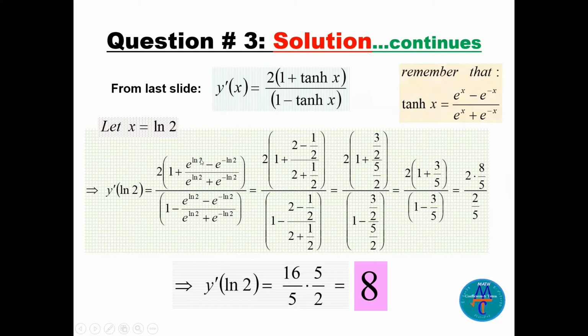E to the power ln of 2 is 2. And here is half because we take this minus on the power. So minus half, 2 plus half. And in the denominator, we have the same quantity here. Then we add the fractions. Here we divide 2 fractions. We multiply the first by the reciprocal of the second. And you simplify easy numbers here until you get 16 over 5 times 5 over 2. So y prime evaluated at ln of 2 is equal to 8. That is the answer.